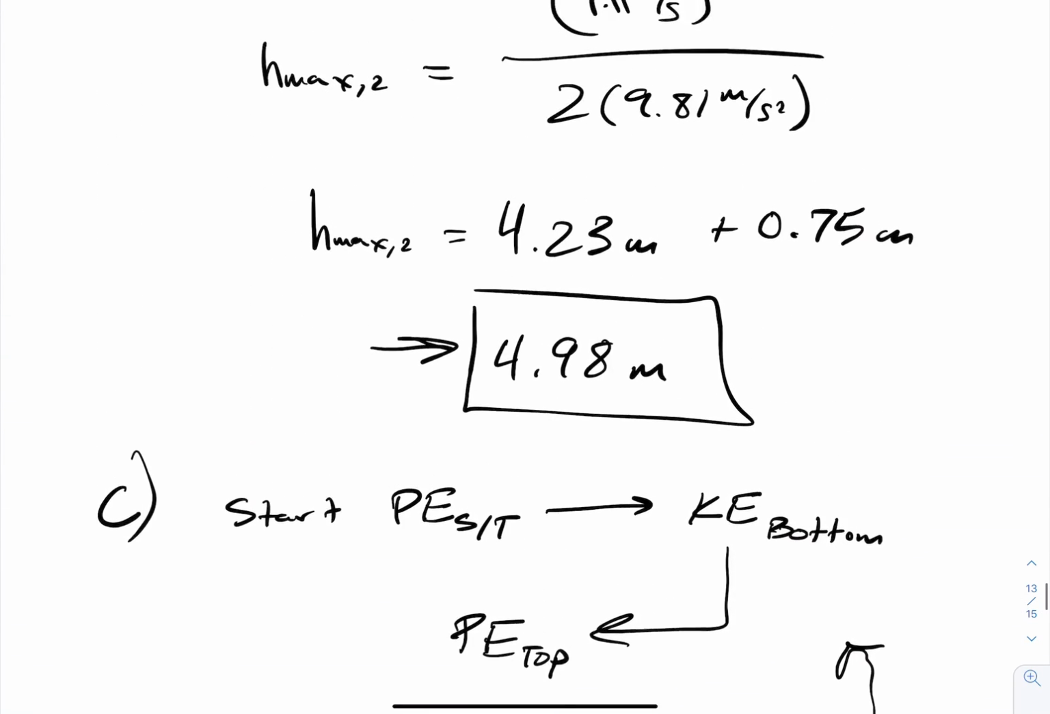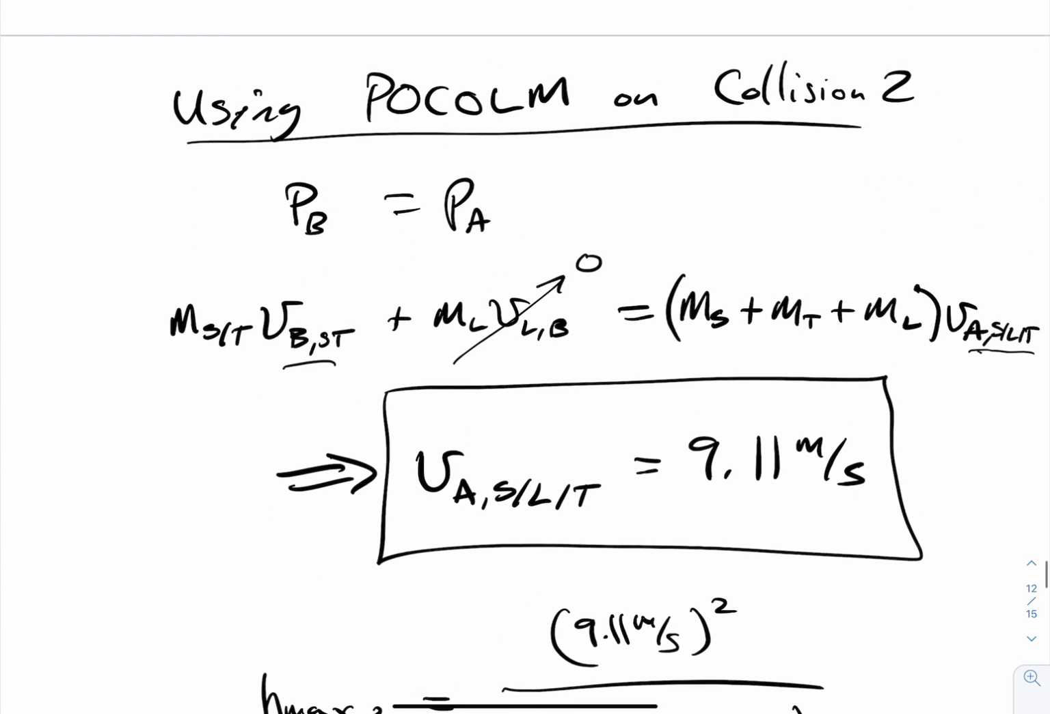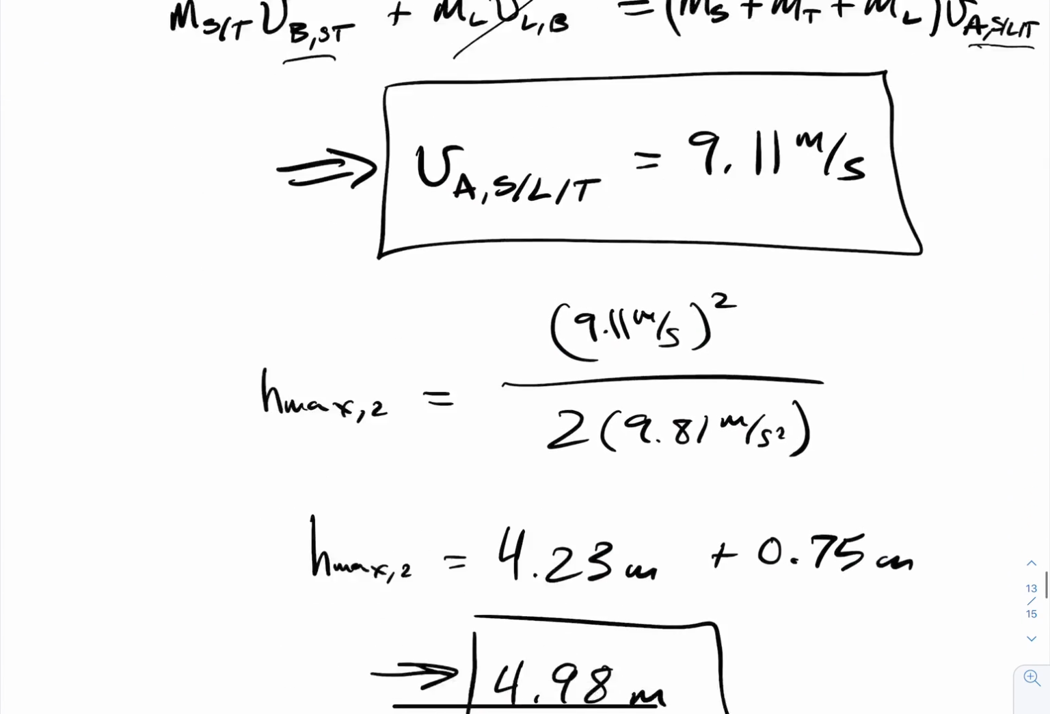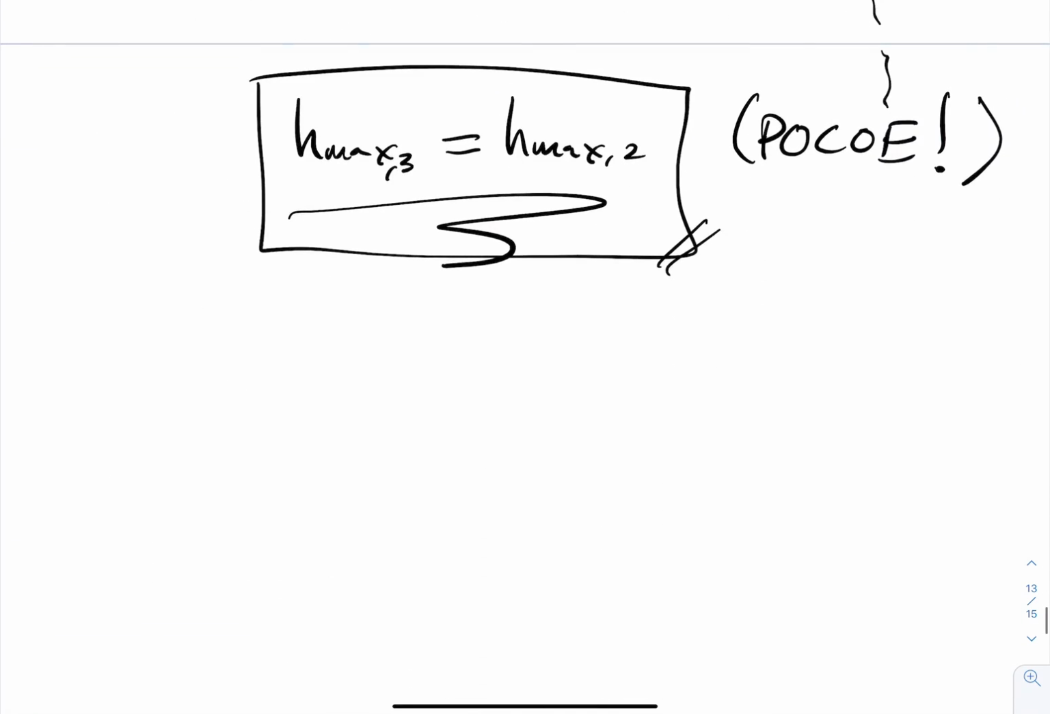So that's a challenging problem. I left a couple little holes in there for you to do the algebra on your own, but you have the guide, and this is a really good example where we had to use POCOE and POCOLM. Good luck.